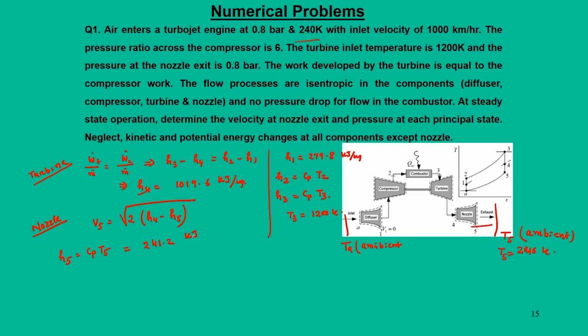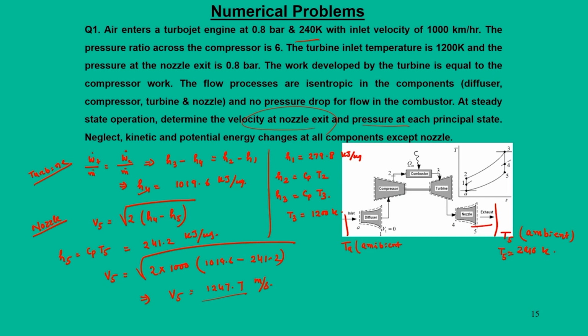So Cp times T5 becomes 241.2 kilojoule per kg. So V5 we can now find out as the square root of twice into 1000 into (1019.6 minus 241.2). So velocity V5 becomes 1247.7 meters per second. So we say velocity at the exit is 1247.7 meters per second.